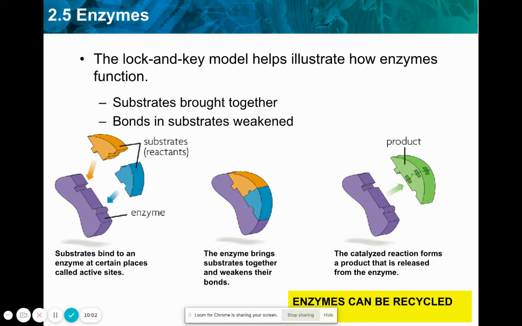The substrates or the reactants bind to an active site of an enzyme, and it brings them together so that at the end, a product is formed. This whole thing that we see in front of us here is known as a lock and key model, which is kind of like a model that we use to explain how enzymes work. And to summarize what enzymes do, like how do they work, what are they doing in the body, enzymes speed up chemical reactions.